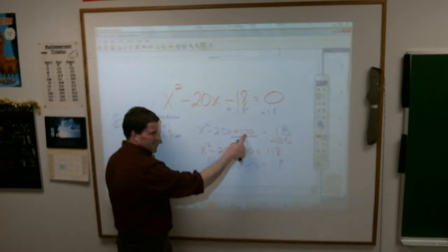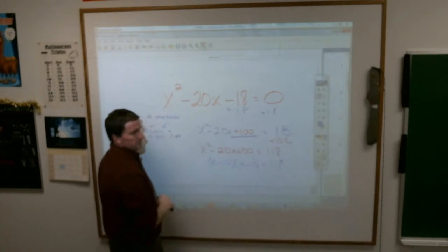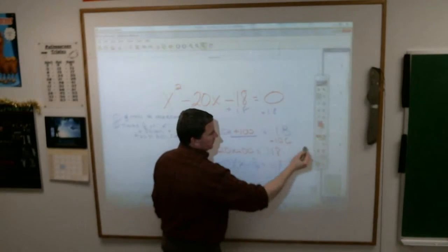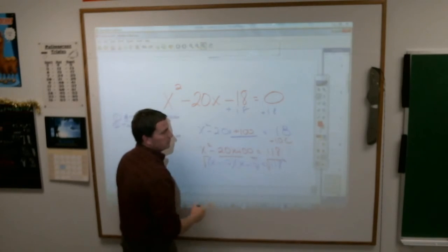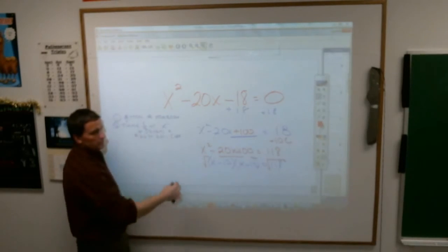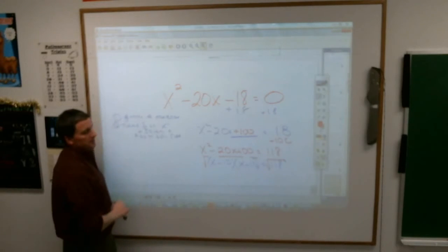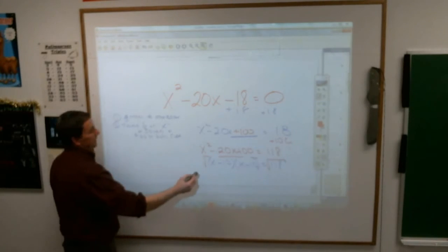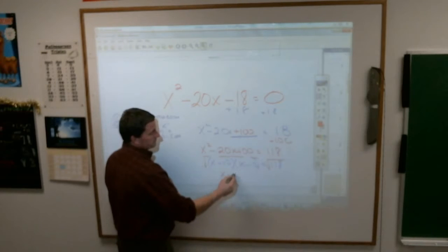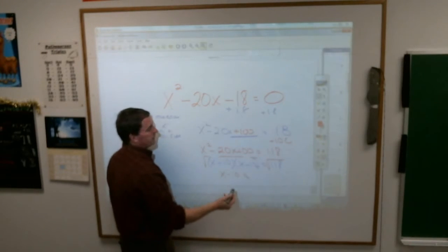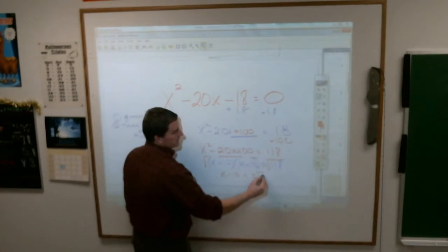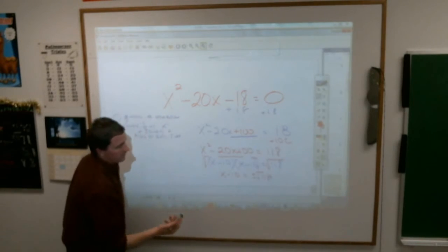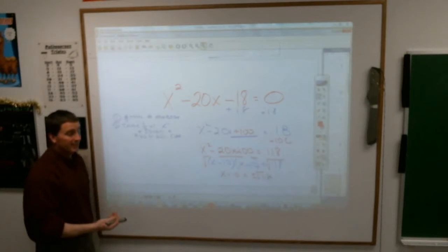Squared, so 10 times 10. Now once I get my perfect squares, I square root, and I square root. What is the square root of x minus 10 times x minus 10? It's x minus 10. What's the square root of 118? It's plus or minus the square root of 118. It doesn't break down. 2 times 59 doesn't break down anymore, so that's it.